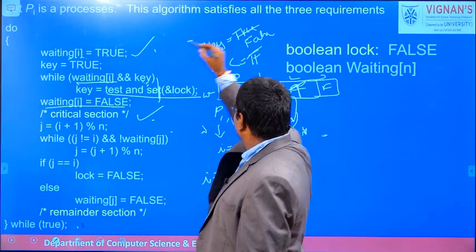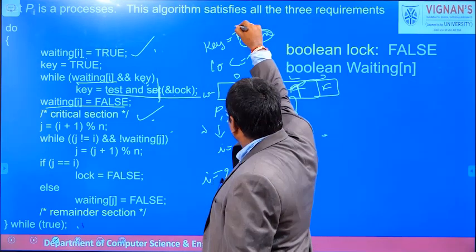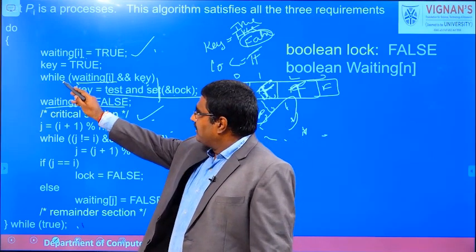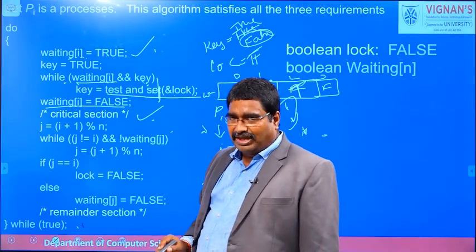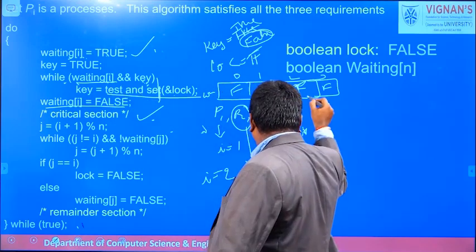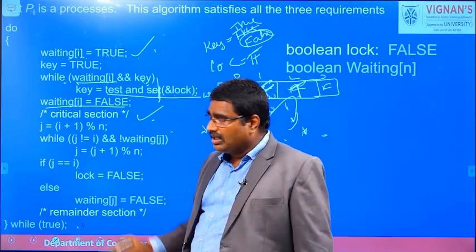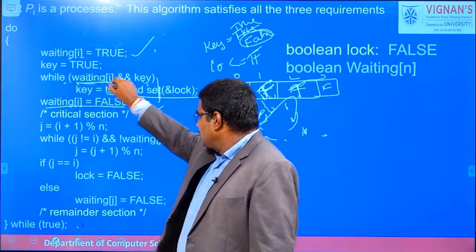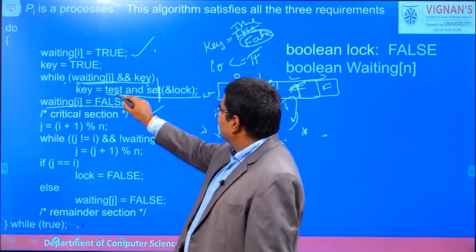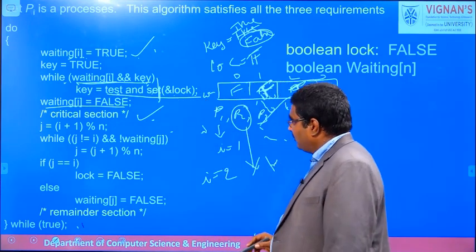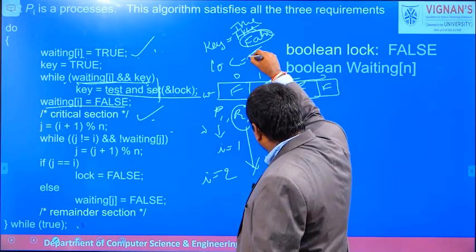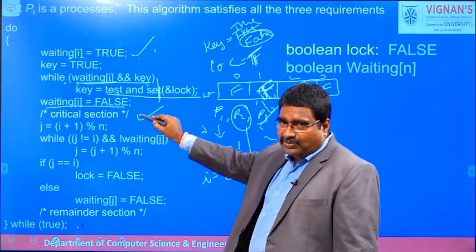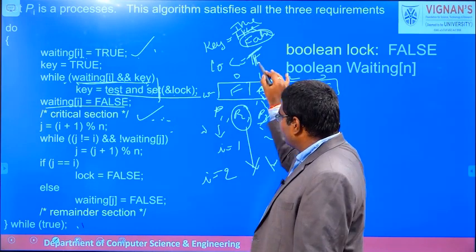And true is assigned to the key. Already the key value is false, now we assign the true value. Now we execute the statement while waiting of i and key. Waiting of 2 is true because we just assigned it using the first statement, and the key value is also true using the second statement. The total condition is true, so it automatically calls the test and set of the lock variable. Already the lock is true, because when P1 was allowed to enter into the critical section, the lock value was set to true.